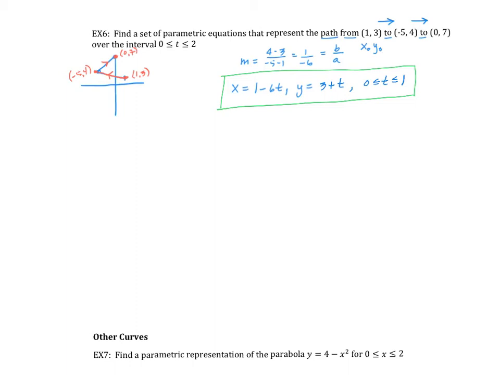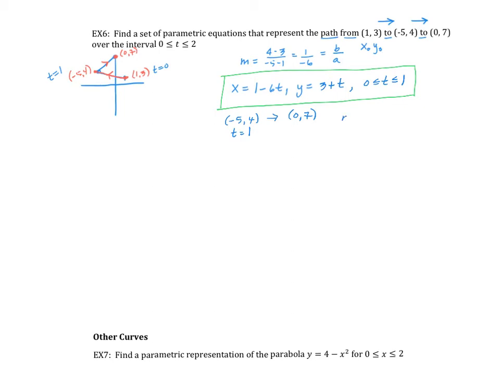However, you have to be careful because this is t equal to 0, t equal to 1. We're supposed to be continuing on with our path, which means that I have to continue on with t is equal to 1. So let's think about this. I'm going from negative 5, 4 to the point 0, 7. And my t value is 1 because I'm continuing on with my t values.